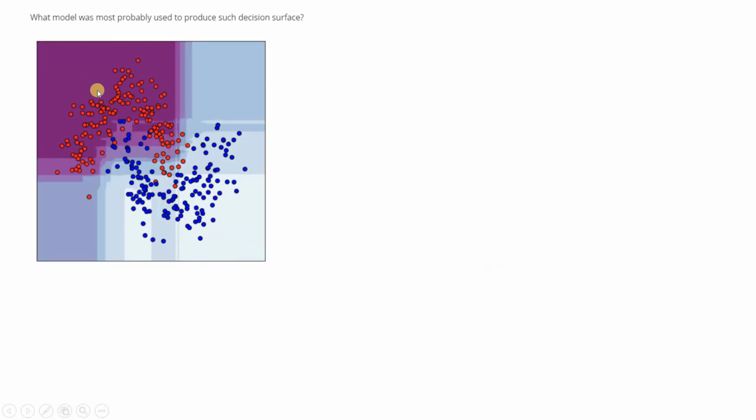Coming to the next question: what model was most probably used to produce such a decision surface? Again the same kind of pattern, white to purple, indicating probability of the red class. Again the same four options: KNN, linear model, decision tree, random forest. What is the correct answer this time? Yes, random forest, because you can see that the decision boundaries are parallel to the axis. So it is either decision tree or random forest. But if it is one single decision tree, then the boundaries will be very sharp. Here you can see they are smooth, so that means this is random forest, where multiple decision trees are implemented, right?